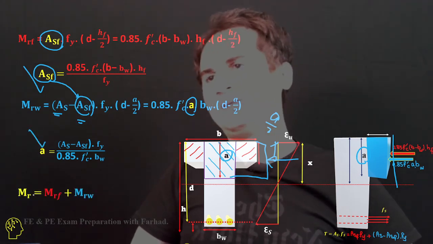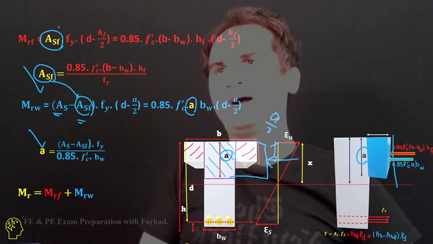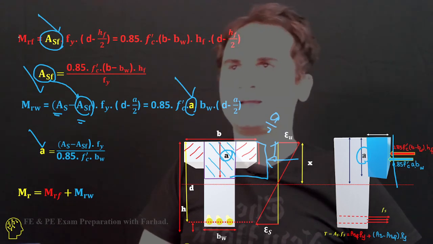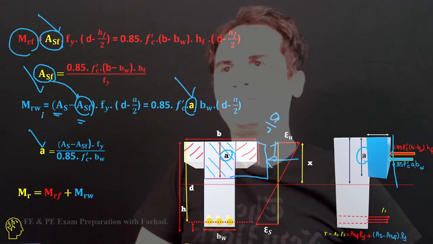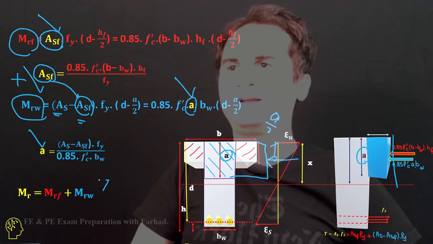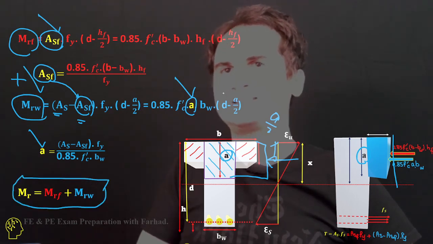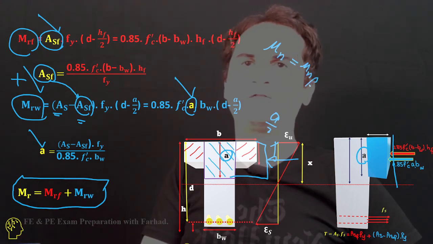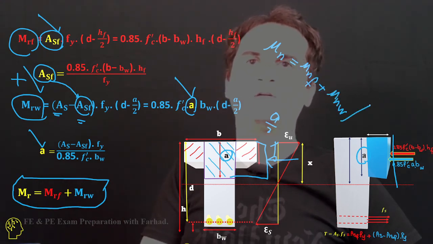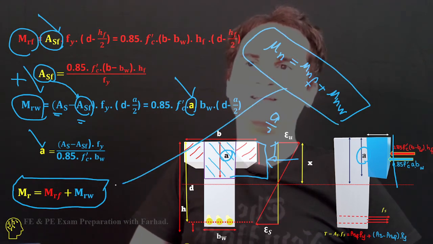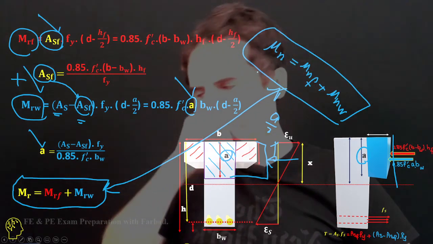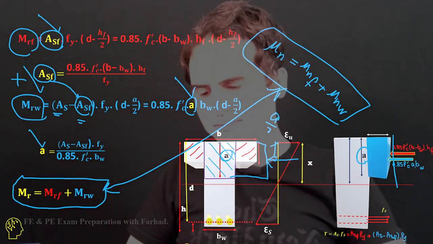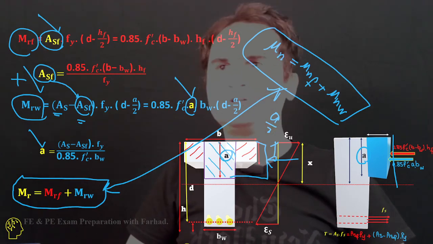Then, when you know what your Asf is and what your a is, you can calculate Mnf and Mnw, add them up together, and report it as the resistant moment. You can also write it like this: Mn is equal to Mn for the flange plus Mn for the web. That's exactly this equation; they are identical to each other. We'll solve an example which applies in a practical engineering problem.